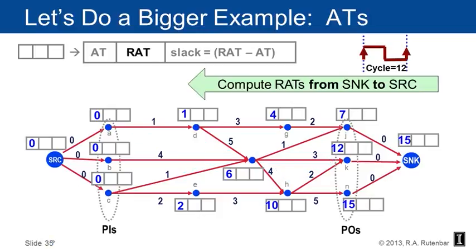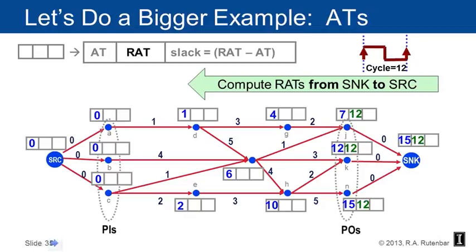How about the RATs? So the RAT will be the middle number on all of these boxes, and the RATs are best thought of as starting from the sink and going backwards to the source. And the RATs are just 12 minus the longest path from the node to the sink. And so it's sort of the same thing, but just backwards. You've got to follow the edges in the other direction.